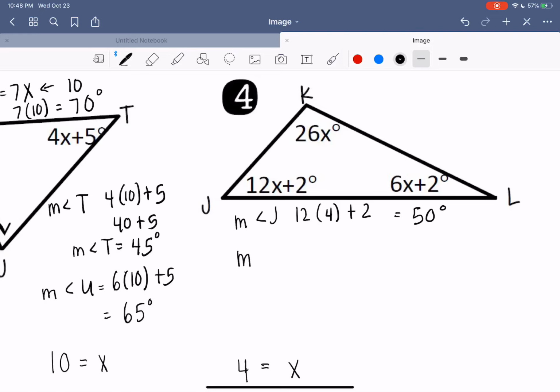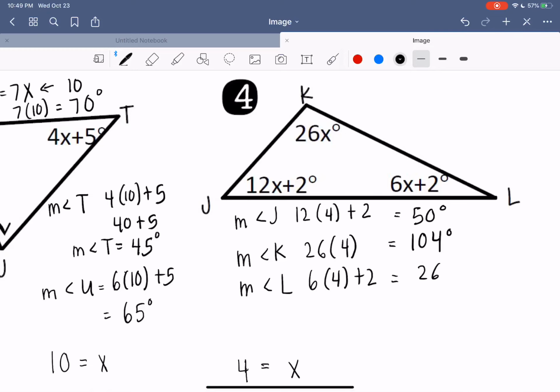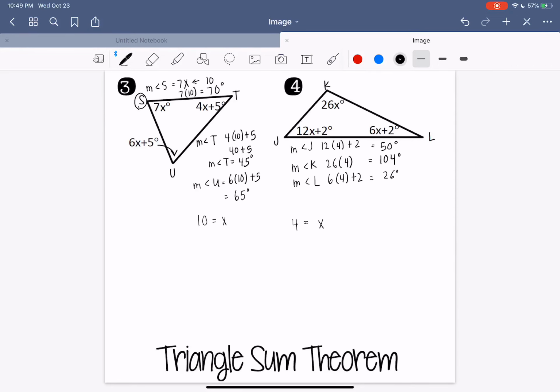The measure of angle K is 26 times 4, which will be 104 degrees. And the measure of angle L is 6 times 4 plus 2, which is 24 plus 2, so 26 degrees. So there we go on that one, and these are all under the category of the triangle sum theorem.